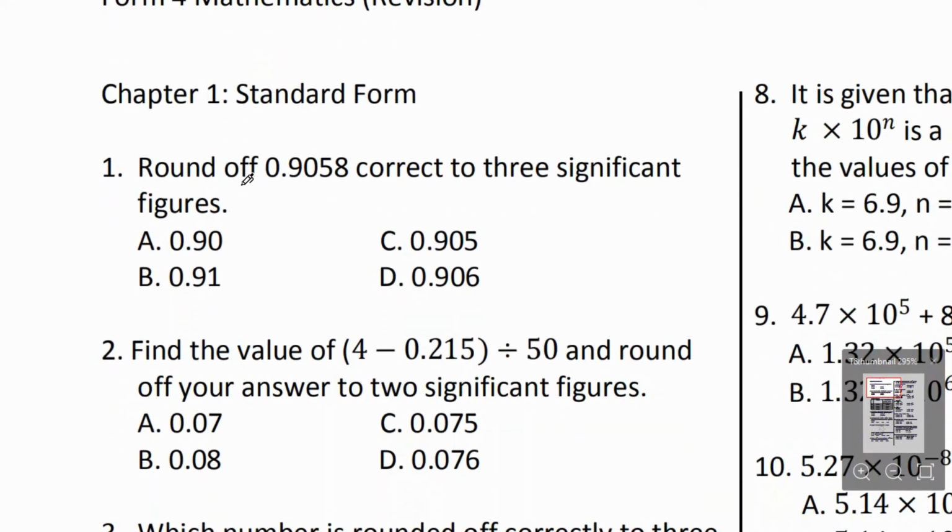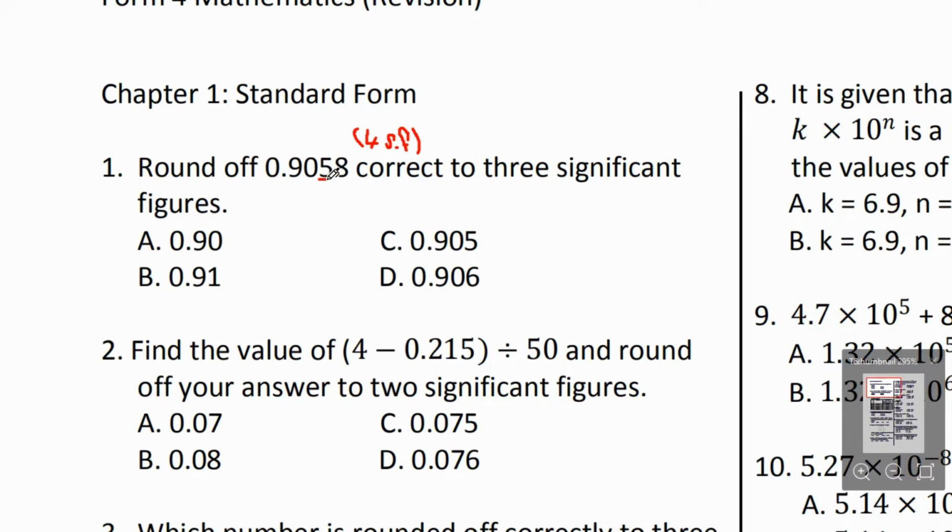Question 1. Round off 0.9058 correct to 3 significant figures. So for the original one, there are 1, 2, 3, 4. 4 significant figures for this number. Because the 0 in front is not counted. Then how to correct it to 3 significant figures? So we always start from left to right when we count the significant figures. So the first 0 is not counted, so 1, 2, 3.